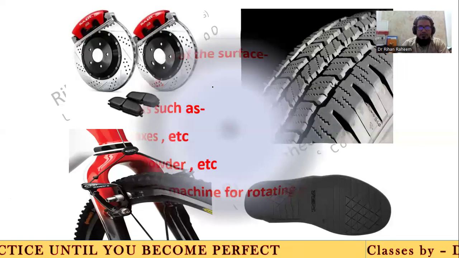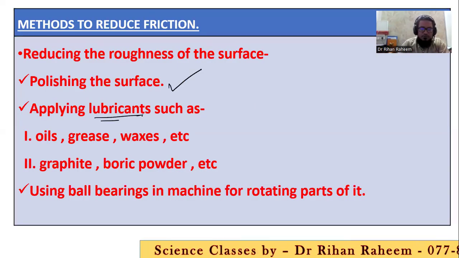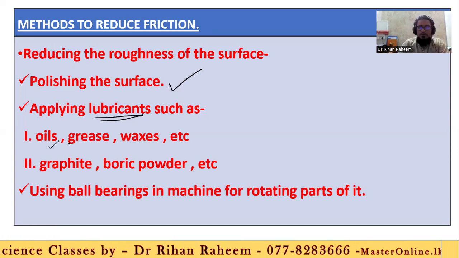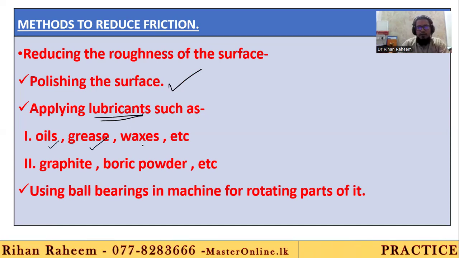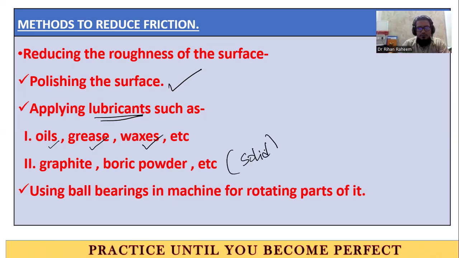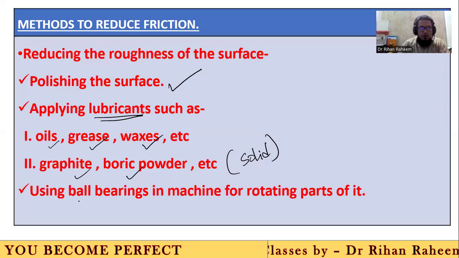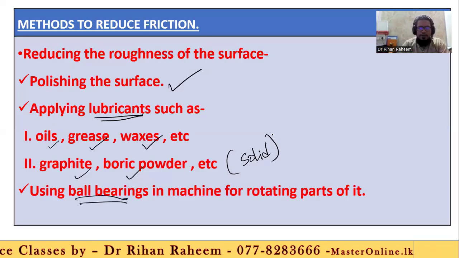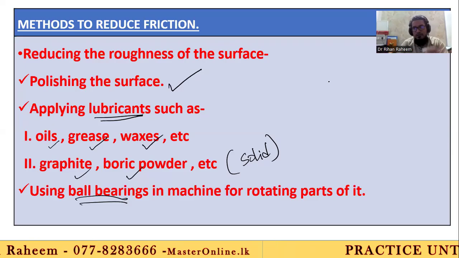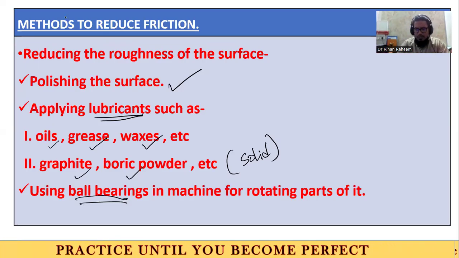Then what are the methods to decrease the friction? Polishing the surface, application of lubricant. It may be oil type of lubricant, it may be grease, it may be waxes, or these are the solid lubricants, graphite powder, boric powder. Another one is using ball bearing and roller bearing in the machines. Even in the fidget spinner, you have this ball bearing, no? For it to rotate without any disturbance.